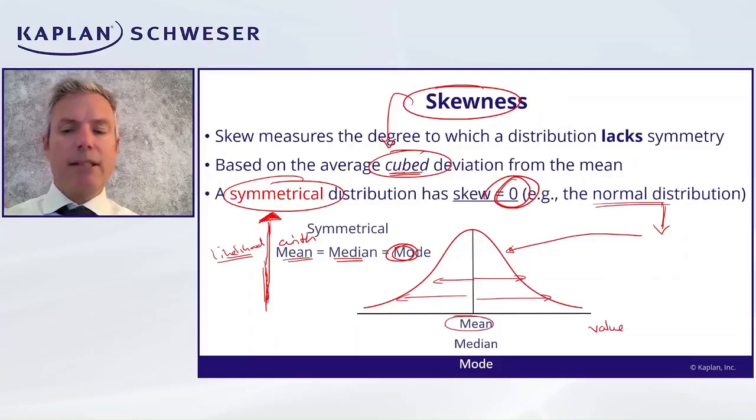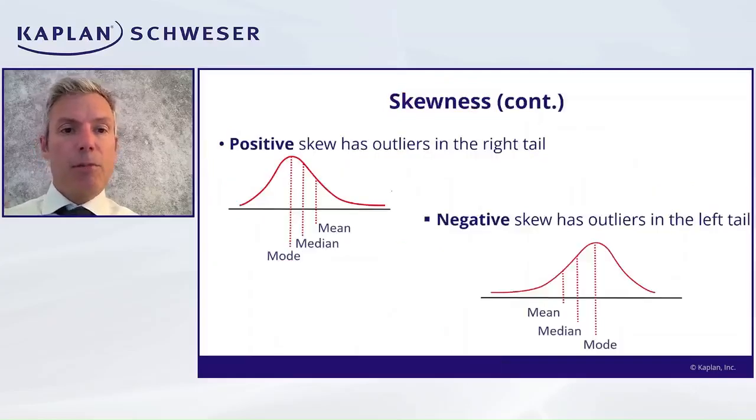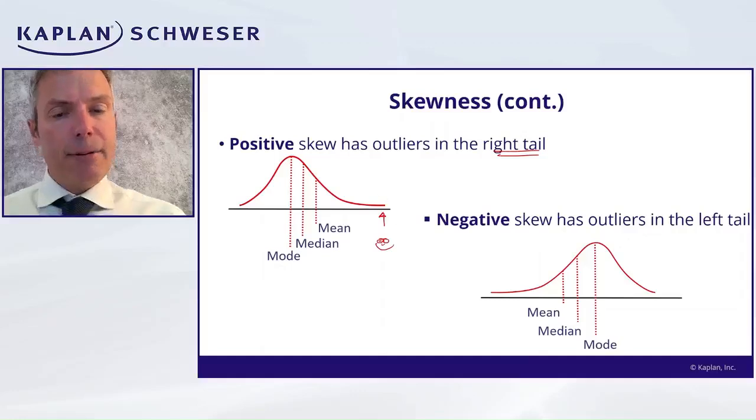So what does a lack of symmetry look like? Well, positive skew means you've got a longer right tail. It means you've got big but infrequent large outliers on the right. That's actually a good thing from a returns perspective, because that's like winning the lottery. Very unlikely, but a very big impact when it happens.